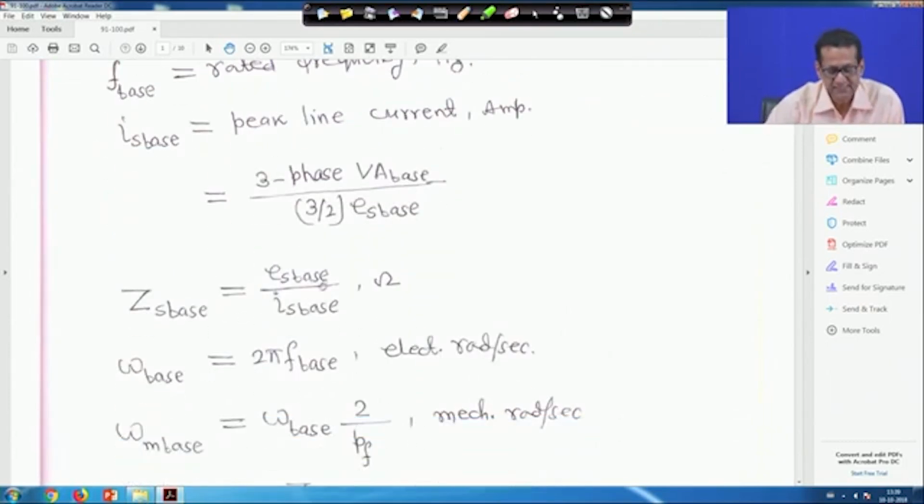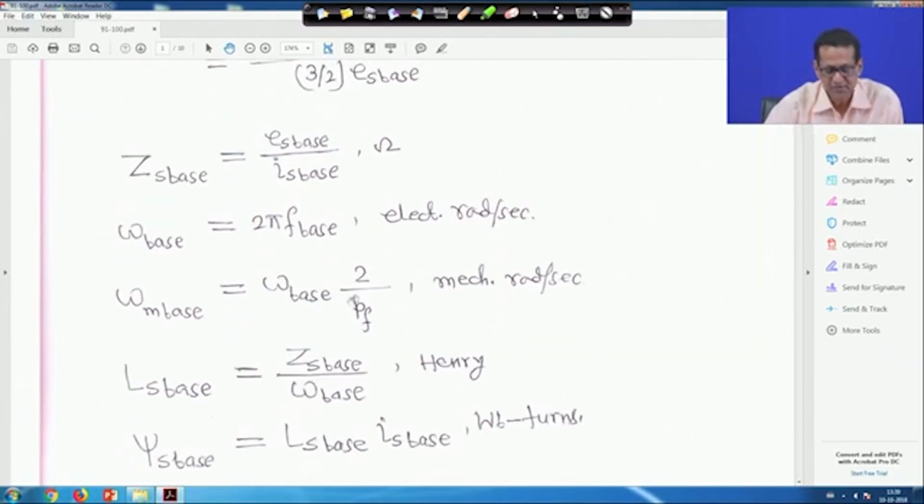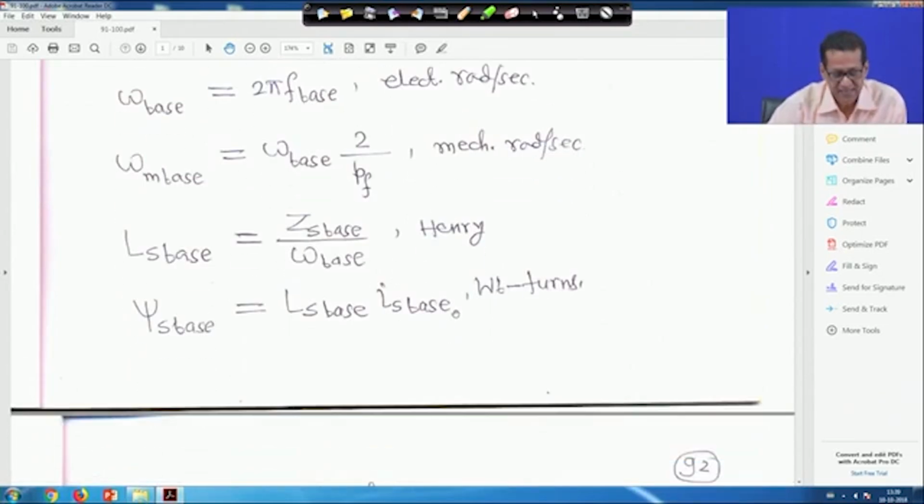Similarly, ZS base is equal to ES base upon IS base in ohm. Omega base is equal to 2 pi f base, that is electrical radian per second, and omega m base is equal to omega base into 2 by p, that is mechanical radian per second. Then LS base will be ZS base upon omega base, in Henry, and psi S base will be LS base into IS base, that is Weber turns.